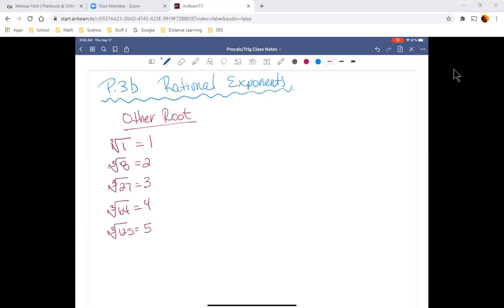We can do fourth roots. The fourth root of 1 is going to be 1. The fourth root of 16 is going to be 2, right? 2 times 2 is 4. Then I just do 2 times 2 is 4, 4 times 4 is 16, right? What would it be for 3?